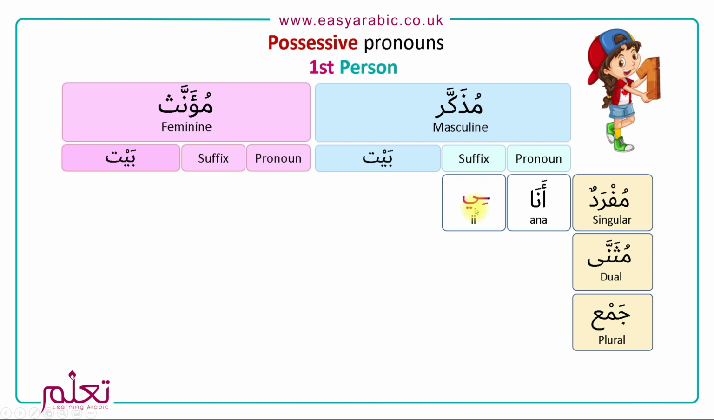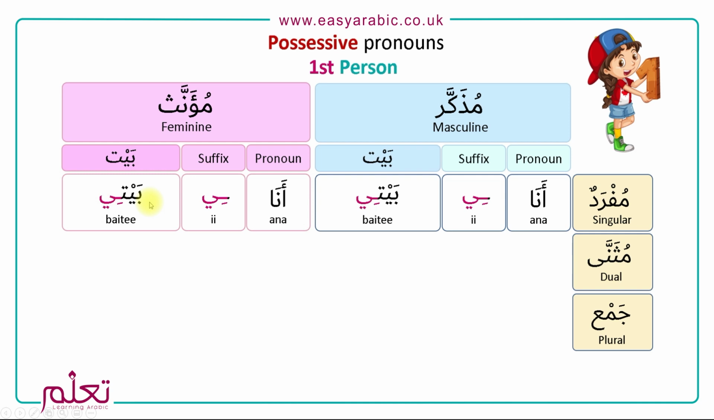So if we look at this example, bait, when we add the suffix at the end, becomes baiti. Now, when we talk about the singular person in the first person, it's the same whether you're a male or a female. So the mufrad muannath will be Ana again. And the suffix is the same, and baiti. Okay, so Ana is the same whether you're male or female.